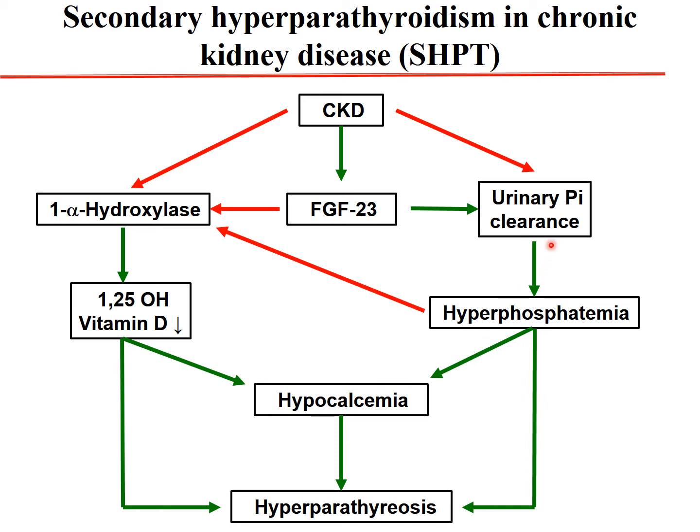Now, what will happen: when the urinary phosphate level increases, we have hyperphosphatemia. Hyperphosphatemia can directly inhibit the 1-hydroxylase enzyme activity, plus it will reduce the calcium level, causing hypocalcemia, and it can directly stimulate the parathyroid hormone release. This is why we have an elevation of the PTH level in the case of chronic kidney diseases.